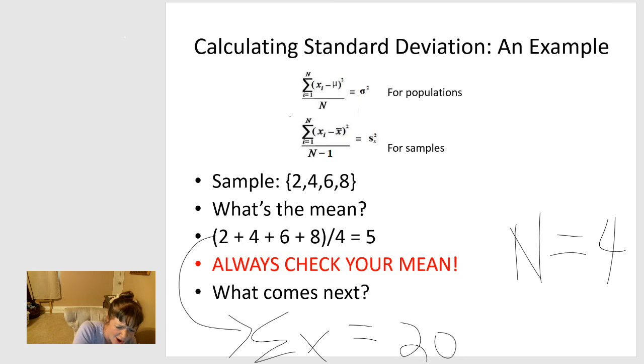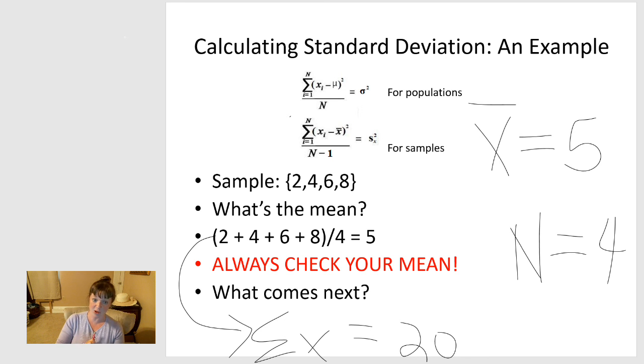So I have calculated, and I haven't told you whether or not this is a sample or a population, right? But let's say it's a sample. So I would say that x bar is 5. X bar is 5, right? Because this is the sample average. 5 is the sample average.